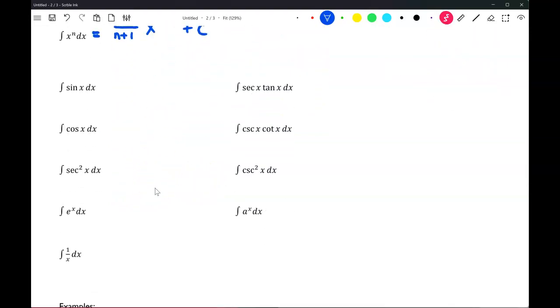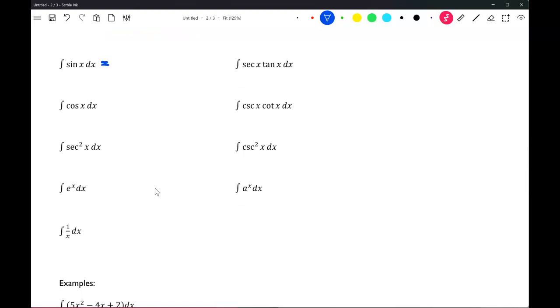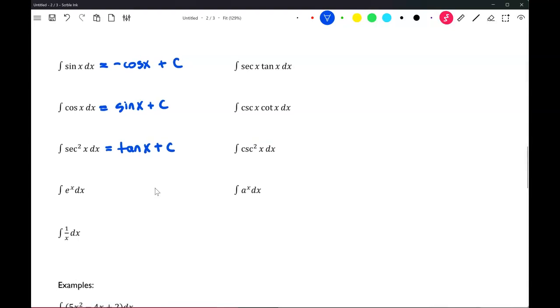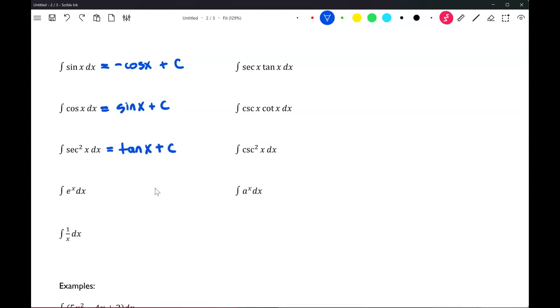Trying to think about our derivatives backwards. The integral of sine is negative cosine, because the derivative of negative cosine is sine. Don't forget your plus c. Whose derivative is cosine? So the integral of cosine is sine of x plus c. Whose derivative is secant squared of x? That would be tangent. Don't forget your plus c. Whose derivative is e to the x? Well, that is e to the x.